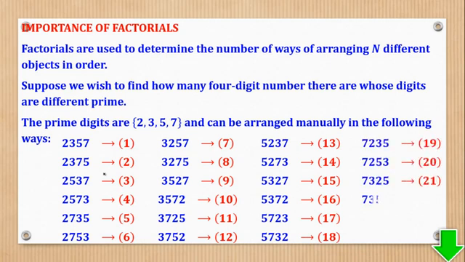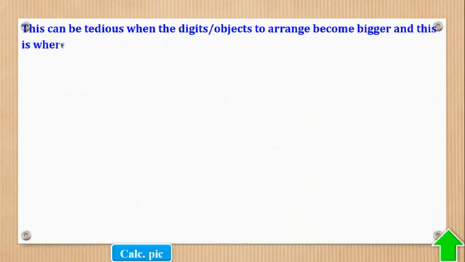So I think you realize that making such a list manually will be so hectic and disturbing. It needs too much patience. And it is for that reason that we learn factorials, because factorials can help us, as we are going to see in the next slide. As I've said, this can be tedious when the objects to arrange become bigger.